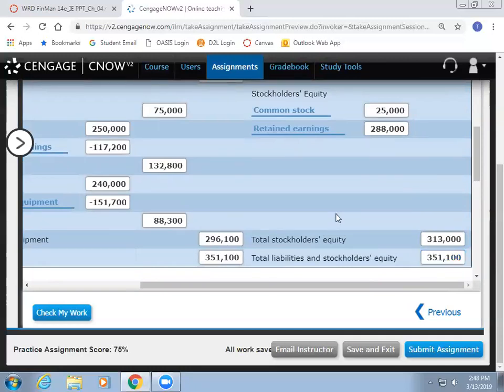So assets equal liabilities plus equity. Woohoo! Again, everything on that balance sheet is a permanent account. It's what will be on our post-closing trial balance.